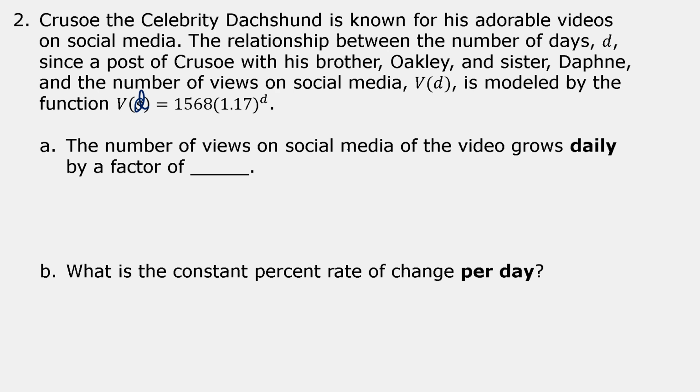So right now we can go ahead and we see our growth factor. There's nothing in the exponent that we need to split up. What's our growth factor for this one? 1.17. So we're growing by a factor of 1.17. So we want to find the constant percent rate of change. So we want to think 1 plus what would get me to 1.17, which would be 0.17.